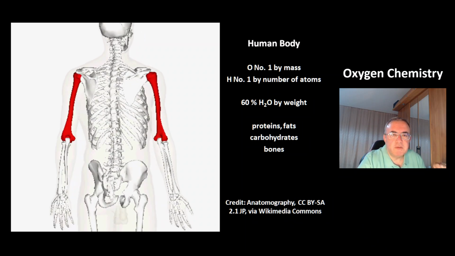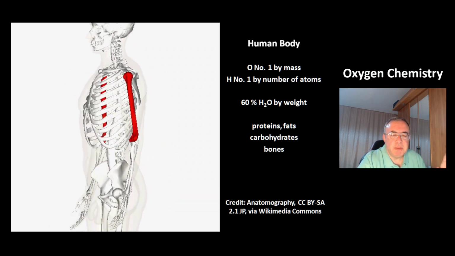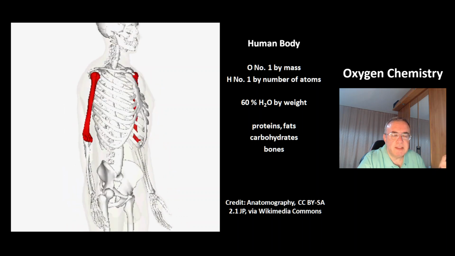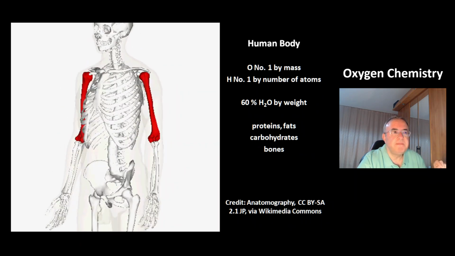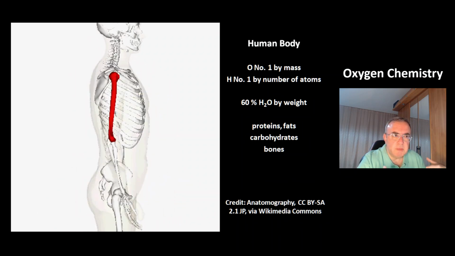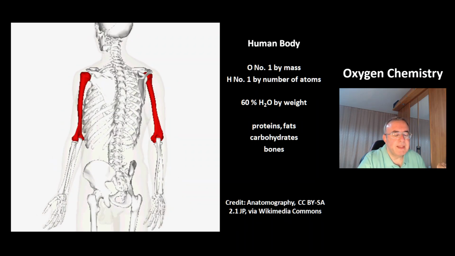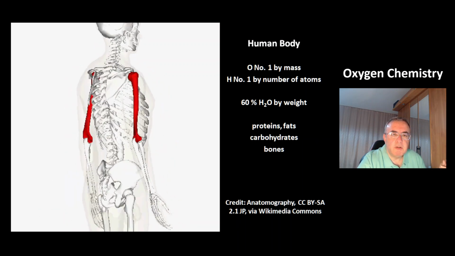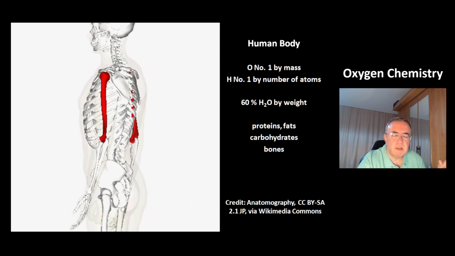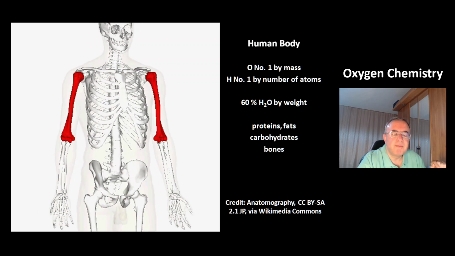This is a nice animation of the human body. In the human body, the number one element by mass is oxygen. By number of atoms is hydrogen. 60% of the human body is water by weight. But proteins, fats, carbohydrates, and bones, all these compounds also contain oxygen.